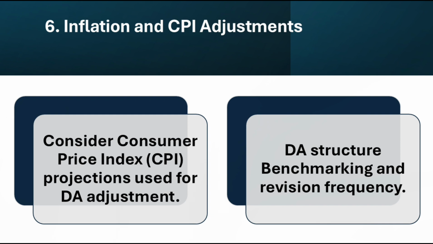DA structure benchmarking, and revision frequency. Compare the organization's DA mechanism with peer cement companies to understand prevailing industry practices. Key benchmarking parameters include CPI linkage formula, utilization percentage, frequency of DA revision, base index adopted, and treatment during high inflation periods. Point number 7, worker categories.